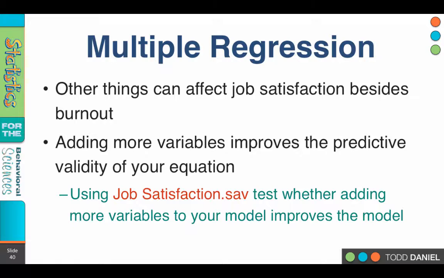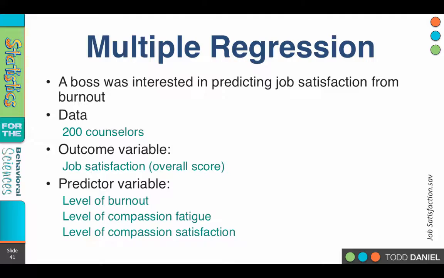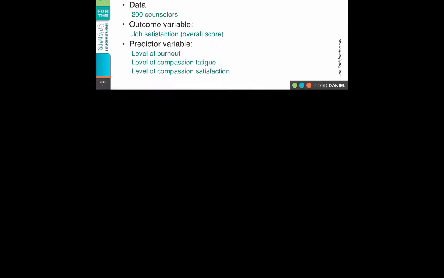If we add more variables to our equation, we're going to come up with a much better equation, something that is much better able to tell us and predict for us levels of job satisfaction or whatever it is that we're trying to predict about the real world. So we're going to continue to use this job satisfaction.sav data set, only this time, instead of predicting job satisfaction only with burnout, we're going to add two more variables, compassion fatigue and compassion satisfaction. So let's go to SPSS.